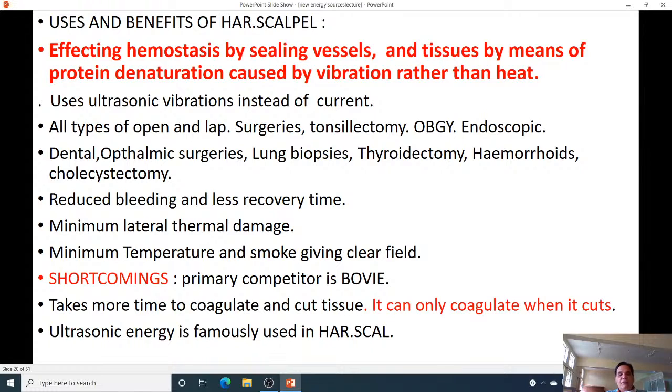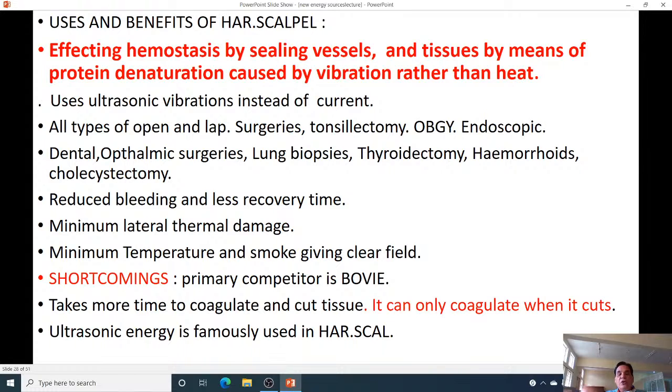The advantage is minimum bleeding, less recovery time. There is nil or minimum lateral damage. Lateral thermal damage is not there because thermal energy is not used. And in fact, there is minimum temperature, and there is minimum smoke. Smoke is minimum. That is why the field is comparatively clear.